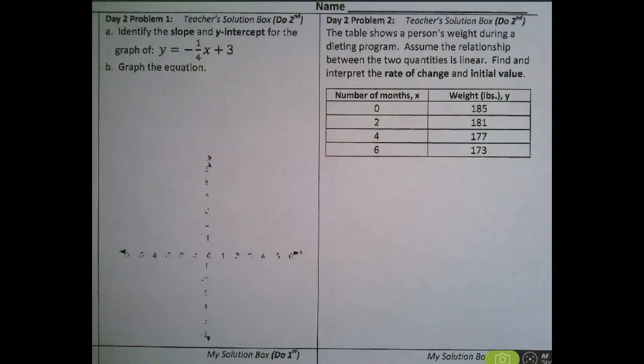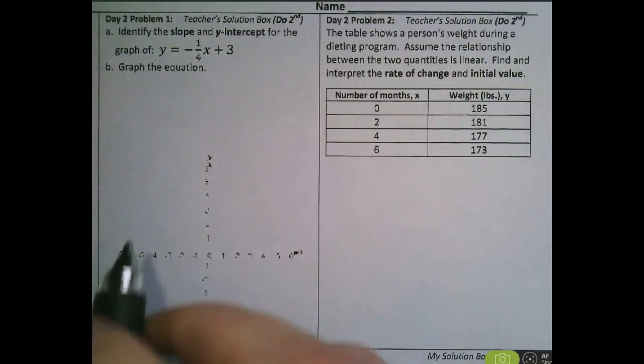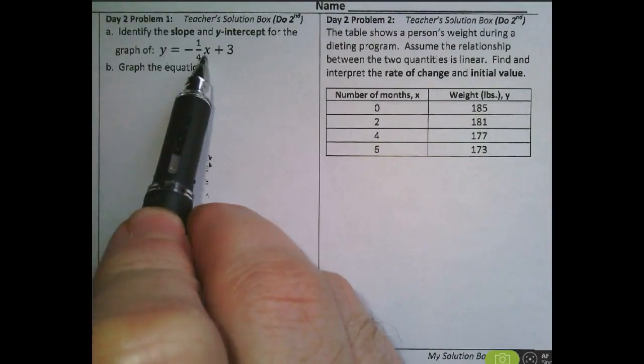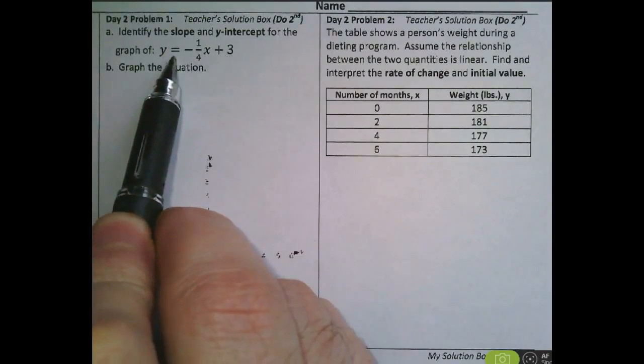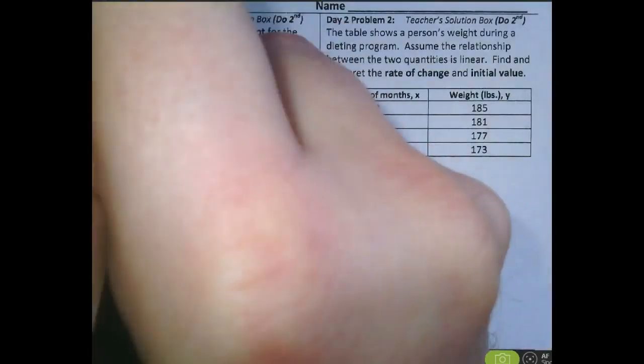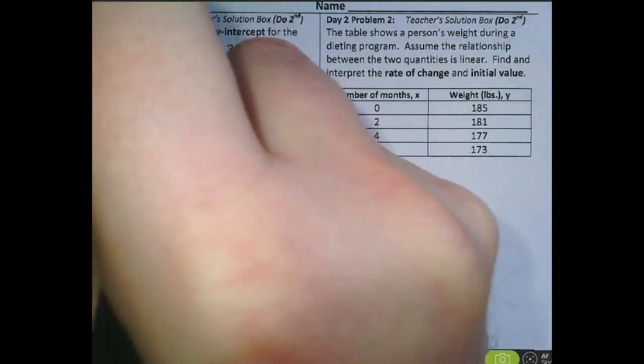Here's day 2, problem 1. Identify the slope and y-intercept for the graph of y equals negative 1/4 x plus 3. When the equation is written in this form, where the letter y is alone, and the x term and constant term are to the right of the equals, the coefficient of x is the slope. So the slope is negative 1/4.